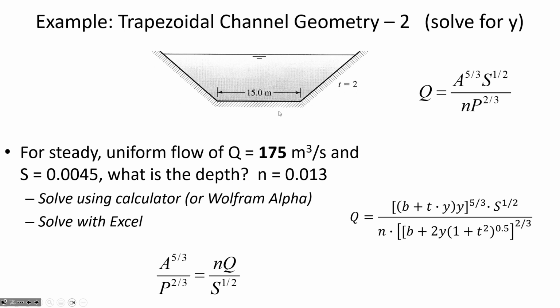Let's say that we have this channel which is 15 meters wide across the bottom. It has 2-to-1 side slopes, where the 2 is the width and 1 is the vertical component of the side slopes. And we're passing 175 cubic meters per second through this channel. It's laid out on a slope of 0.45%, and the n value is 0.013.